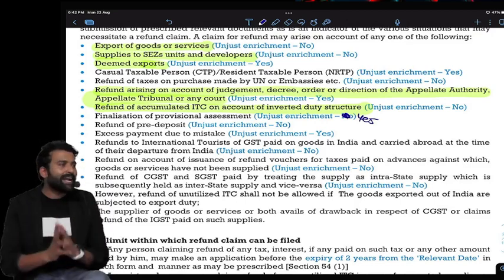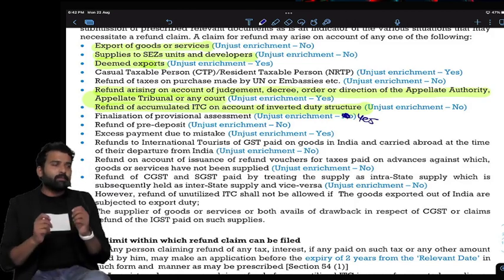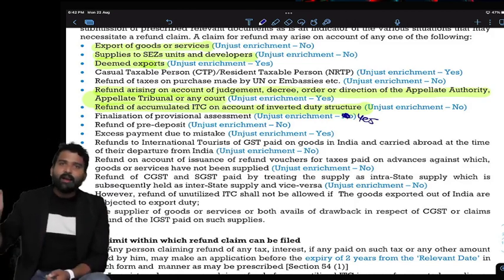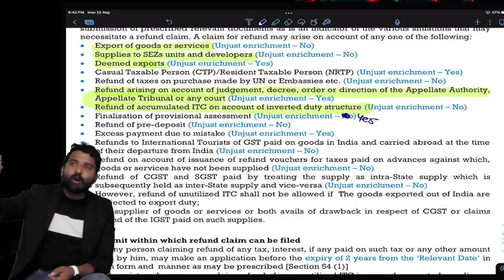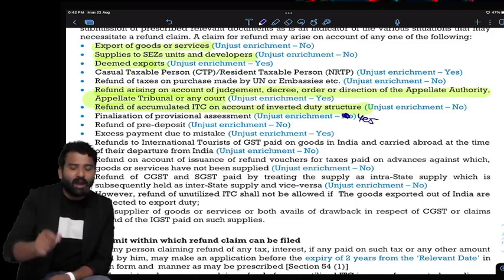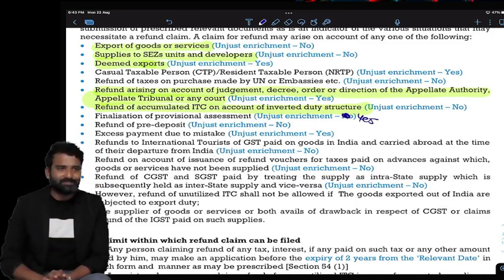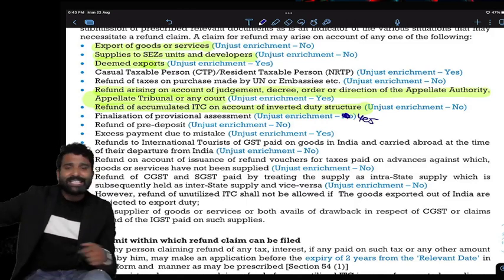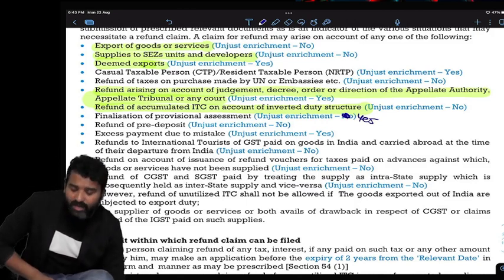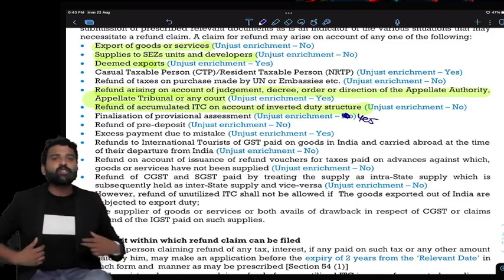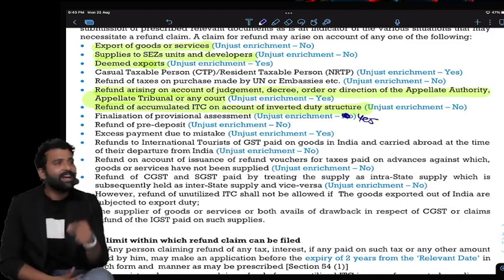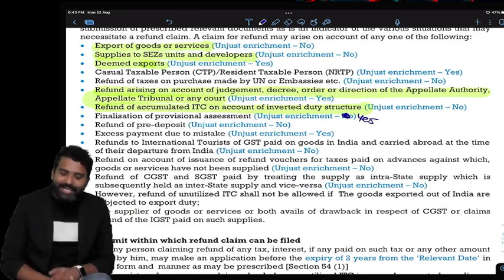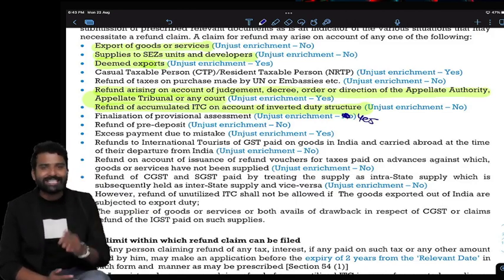Actually, maybe that is possible. For any reason, I filed a return, I paid the tax for intra, and later on I find out that my supply was not intra, my supply was interstate. So I paid CGST and SGST, and later on I find out that I should pay IGST. So what I will do, I will claim refund of CGST, SGST, and will pay IGST. So in that case, I have to claim refund for CGST or SGST.